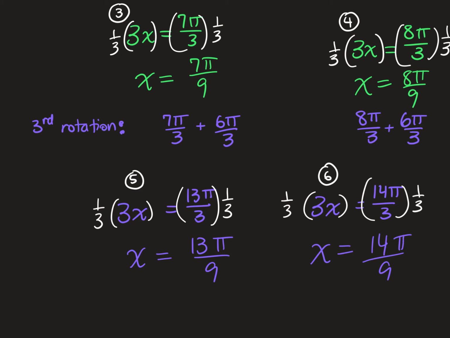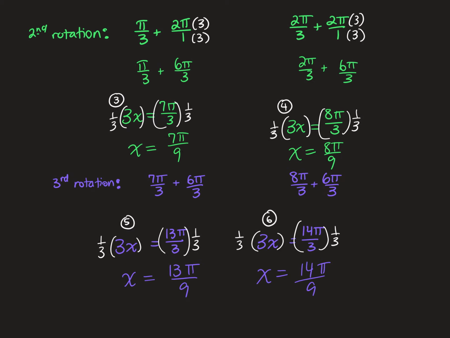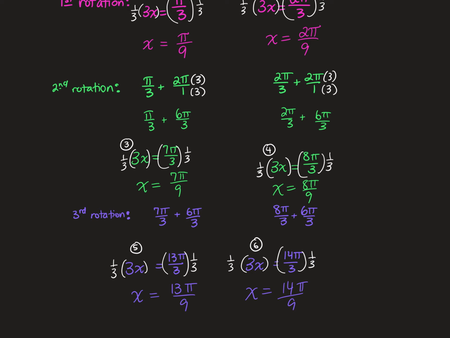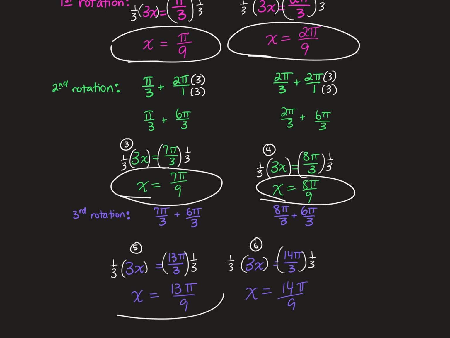Now, once again, what I ended up finding was all of the possible solutions between 0 and 2 pi. But I had to do 3 rotations around the unit circle to get all of those solutions. Those kind of look like I almost whited them out. Let me unhighlight those. I'll just circle them. So we have pi over 9, 2 pi over 9, 7 pi over 9, 8 pi over 9, 13 pi over 9, and 14 pi over 9. Those are my 6 solutions.